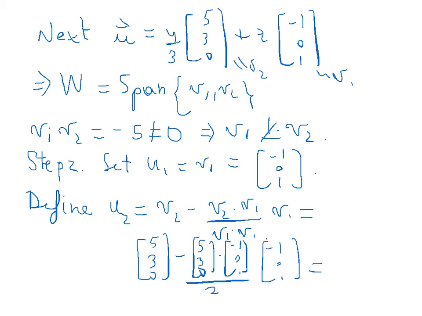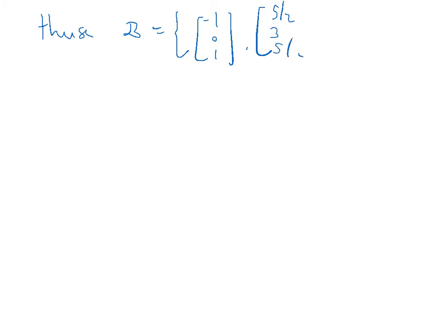If I replace all these numbers here, I end up with the vector (5/2, 3, 5/2). Now, you can check that if you take the dot product between u2 and u1, you certainly end up with 0, right? Because you have negative 5 over 2 plus 5 over 2. Thus, the basis beta made by the vectors u1 and u2, let's write them down, is (-1, 0, 1) and (5/2, 3, 5/2).